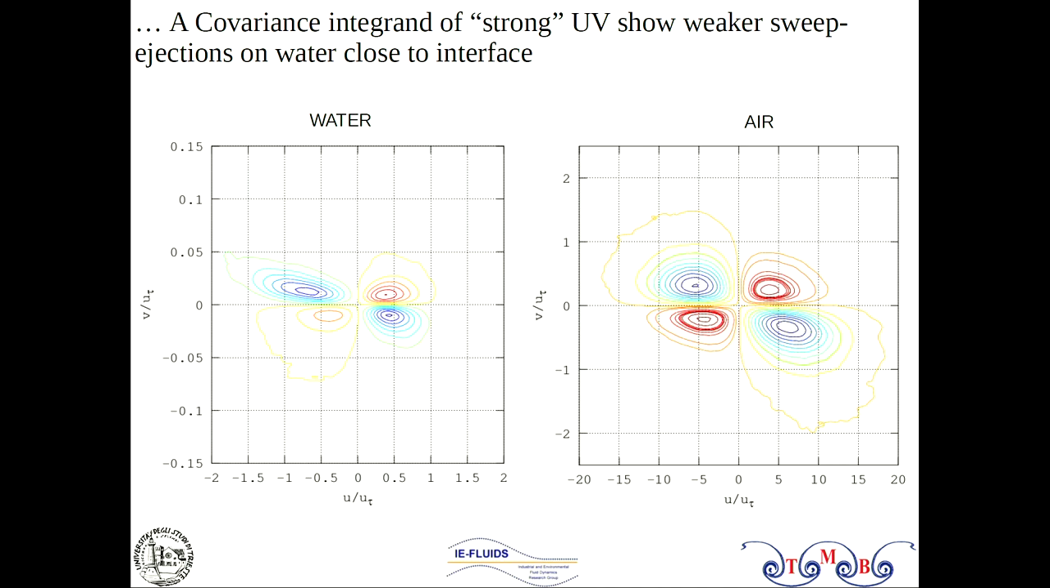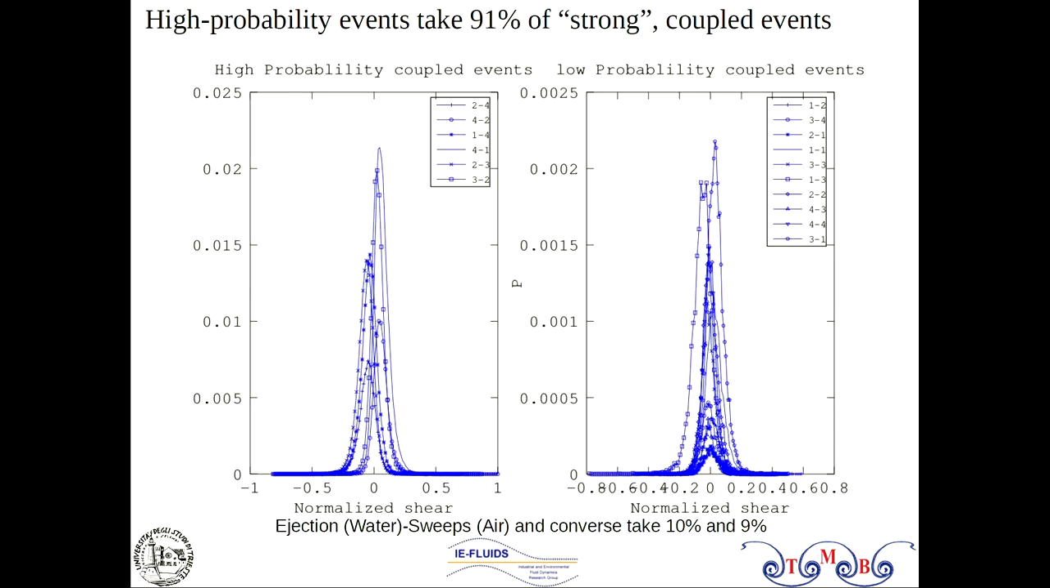On the air side, on the other hand, you find a more classical behavior of turbulence, which corresponds roughly, obviously differently, but roughly, to all bounded flows. Now, we talk about strong events. Now, we move to study strong coupled events on the interface.